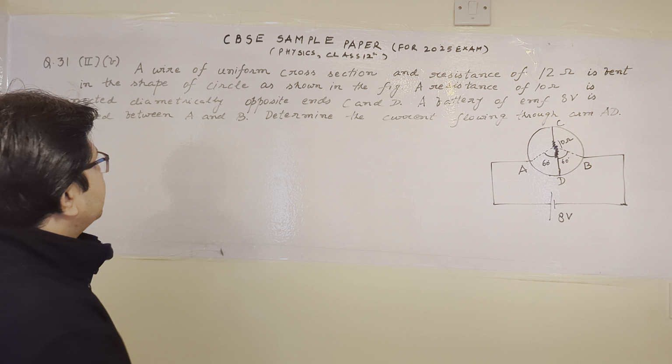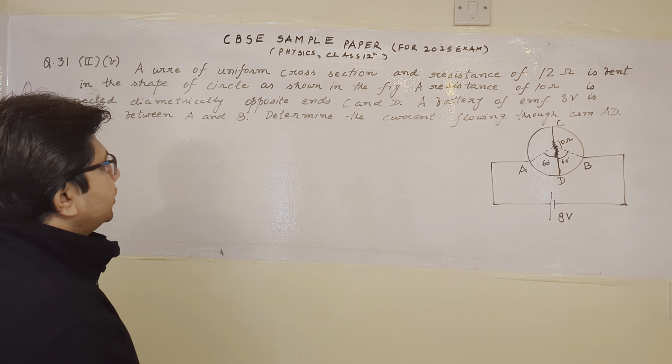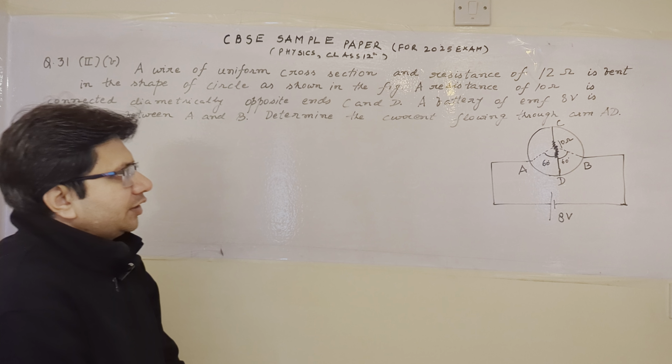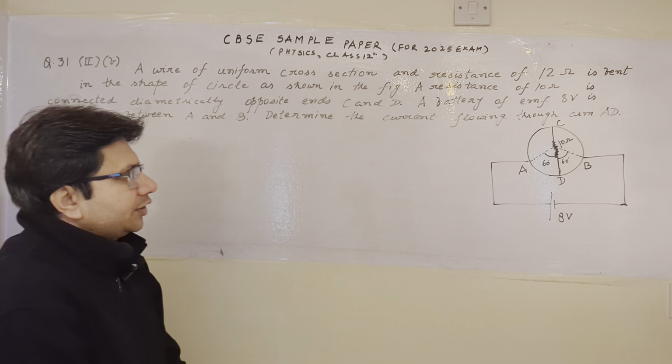Now the question is, a wire of uniform cross section and resistance of 12 ohm is bent in the shape of circle as shown in the figure. A resistance of 10 ohm is connected diametrically opposite ends C and D. A battery of EMF 8 volts is connected between A and B. Determine the current flowing through the arm AD, this particular arm.